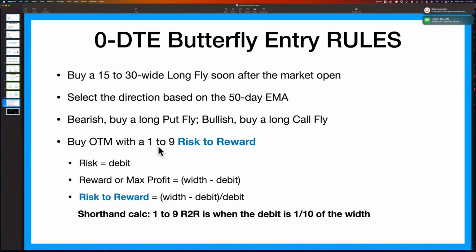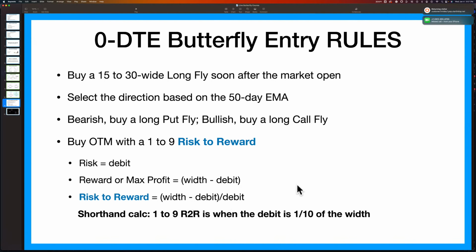We buy out of the money with a 1-to-9 risk to reward. That's the key. A 1-to-9 risk to reward. So essentially what we're saying is that we make the debit 1/10 the width, and that will give us that 1-to-9. And that's what I'm showing with this formula: you first figure out the max profit and then divide that max profit by the debit, which is our risk. And that gives you the risk to reward.